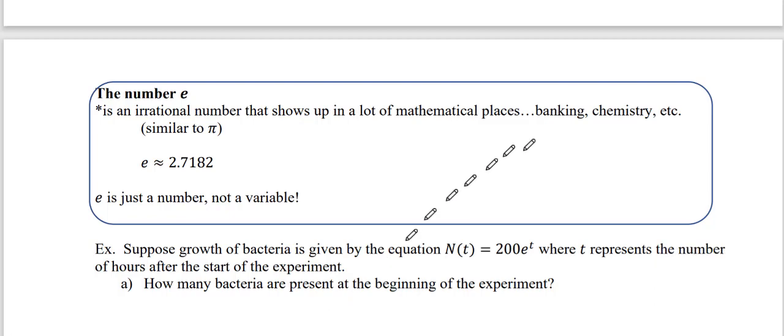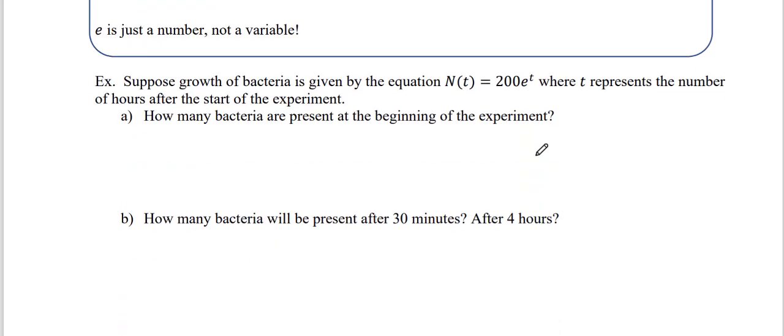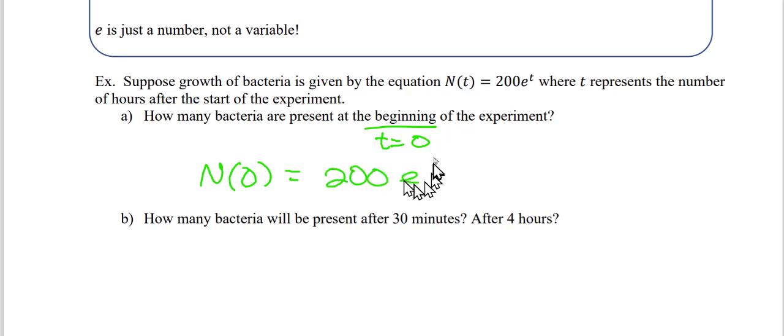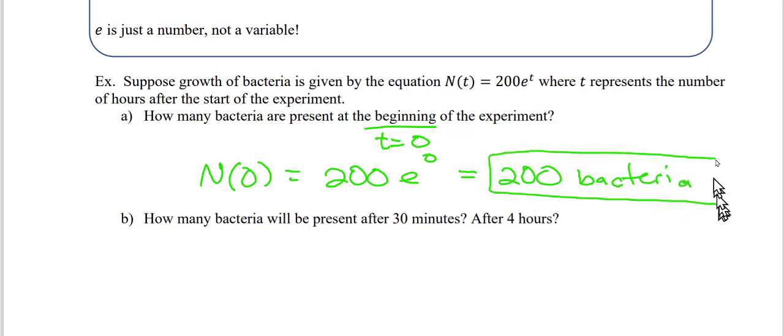Okay, let's look at a couple of examples of how this shows up. We have growth of a bacteria given by N of t equals 200 e to the t, where t represents the number of hours after the start of the experiment. How many bacteria are present at the beginning of the experiment? Well, the beginning would correspond to t equals 0. So N of 0 is 200 e to the 0, that would be 200, because e to the 0 would be 1. So 200 bacteria.